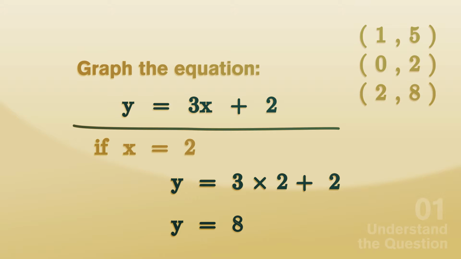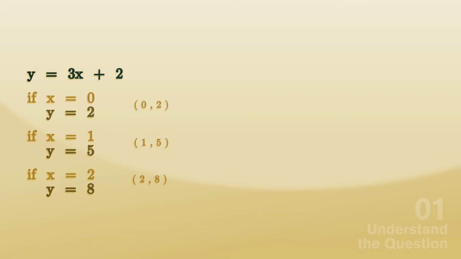We can set x to be any number we want, and for each value of x, there is a corresponding value y for which x, y is a solution to the equation. Okay, so x can be anything. If x equals 1, then y equals 5, and we have the point (1, 5). If x equals 2, then y equals 8, and then we have (2, 8), and so on.